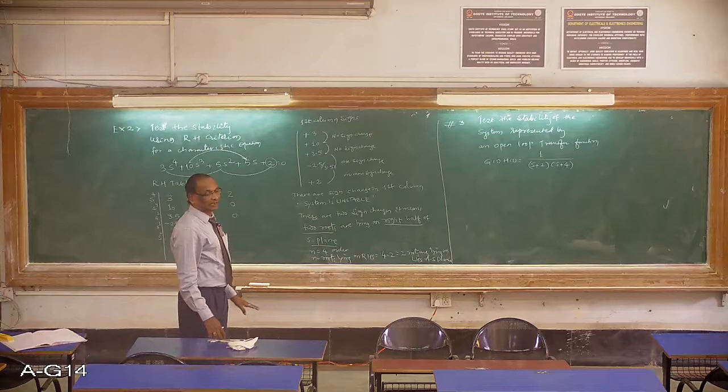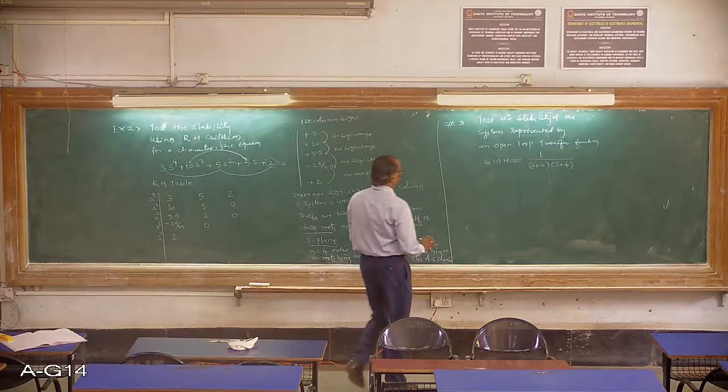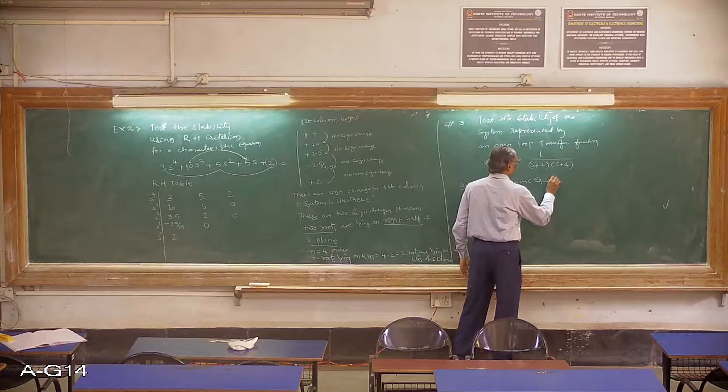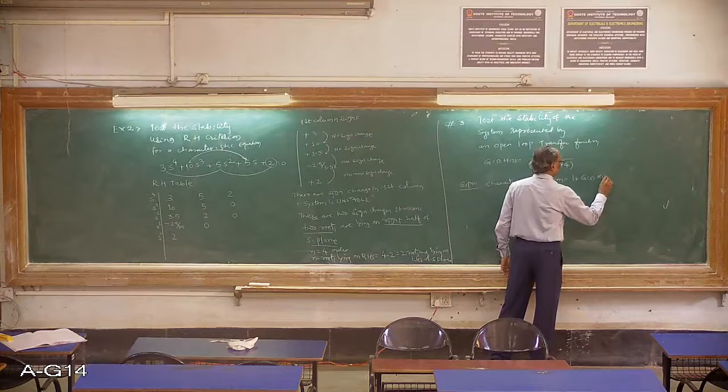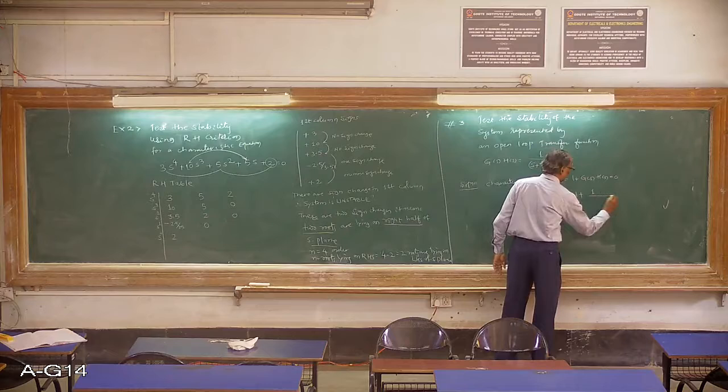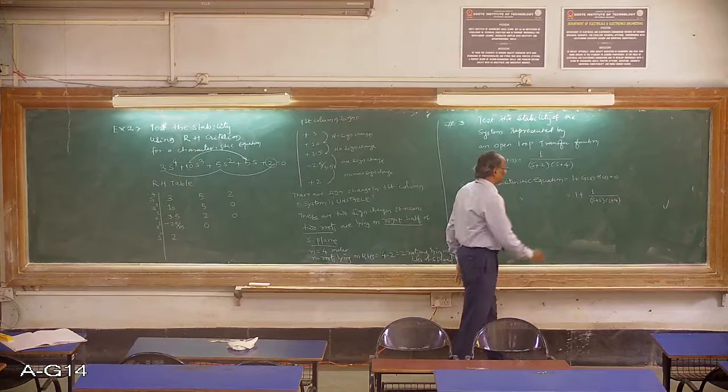If an open loop transfer function is given, you need to find the characteristic equation. So how to get the characteristic equation? To start with, the characteristic equation is equal to 1 plus G(s)H(s) equal to 0, as G(s)H(s) is given. Therefore, the characteristic equation is 1 plus 1 divided by s plus 2, s plus 4. Taking LCM, this should be equal to 0.